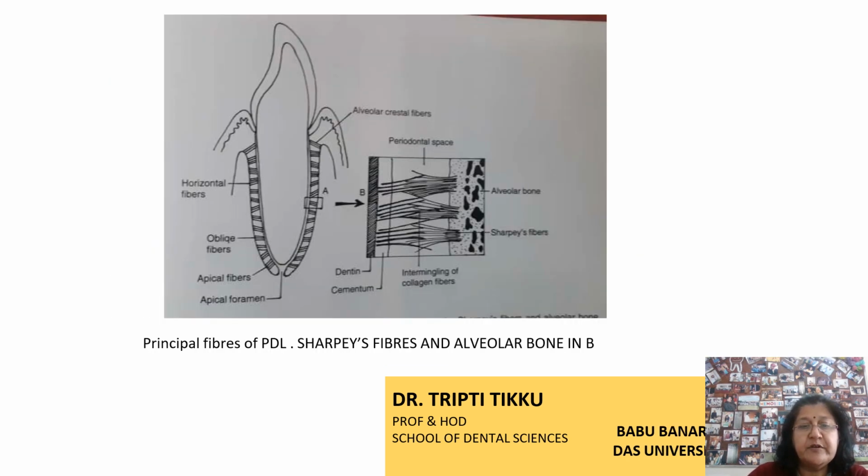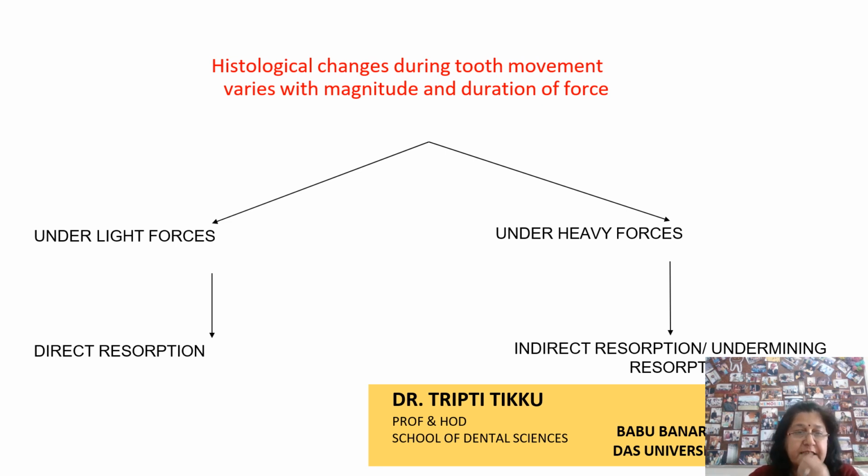Now, the principal fibers of the periodontal ligament and the Sharpey's fibers can be seen in this diagram. That is, the fibers which are embedded in the alveolar bone are known as Sharpey's fibers. Now, what are the changes which occur when light forces are applied and when heavy forces are applied? This is what we will be seeing. When light forces are applied, direct resorption takes place, and under heavy forces, indirect resorption, also known as undermining resorption, takes place.